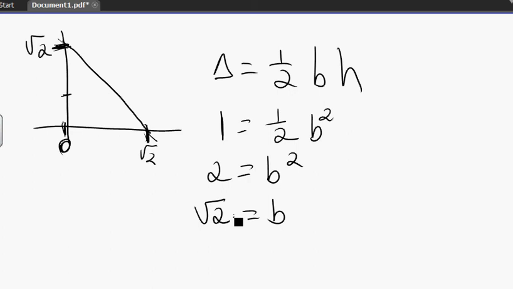What's the equation of this line? The y-intercept is the square root of 2, and what's the slope? Slope is -1, so y equals the square root of 2 minus x. Okay. So they get tricky.